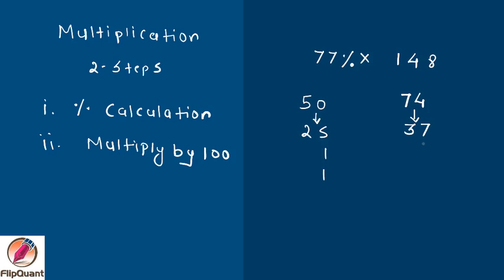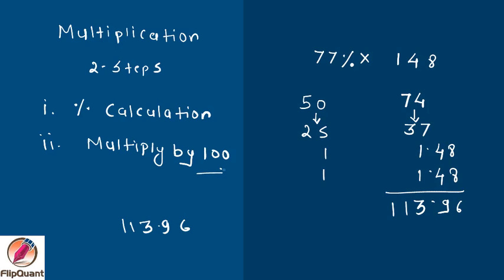And 1% is easy to understand, that is 1.48 and 1.48, so 2.96 is your decimal answer, and here you have to add 74. When you add 37, you get 111, and then 113, so this is your answer, 113.96. Now for 113.96 you follow the second step, multiply by 100. If you multiply by 100, your answer is 11396. Easy to understand, students, no big confusion. Just calculate the percentage, which we have learned previously, and multiply that value by 100.